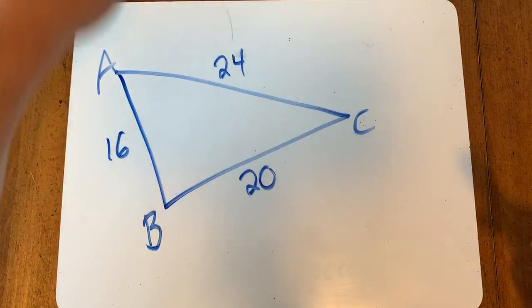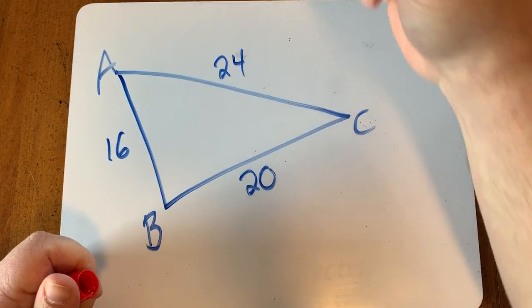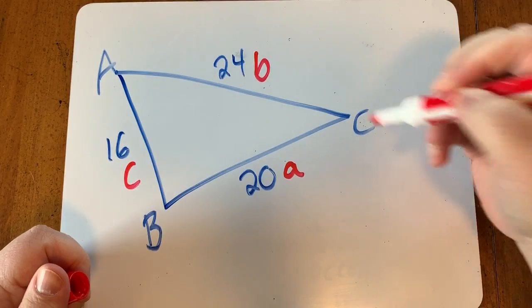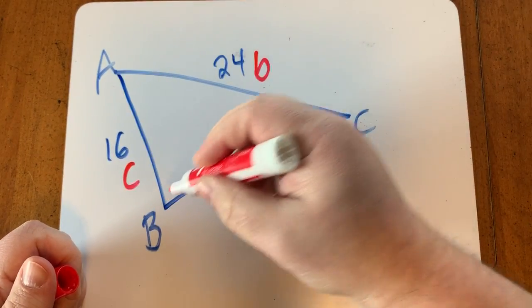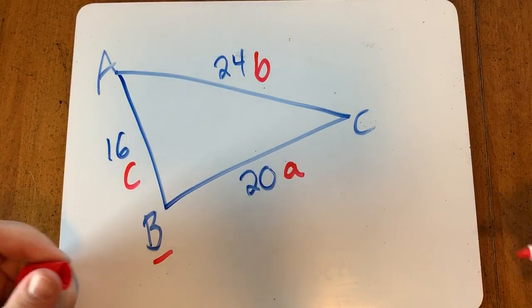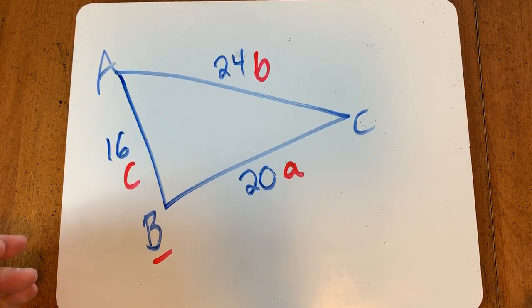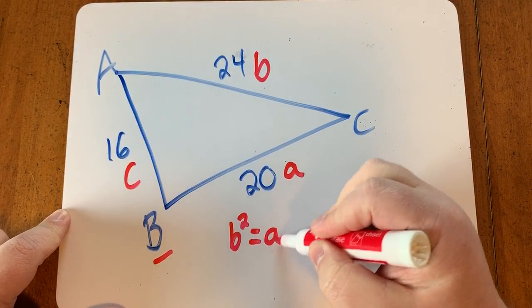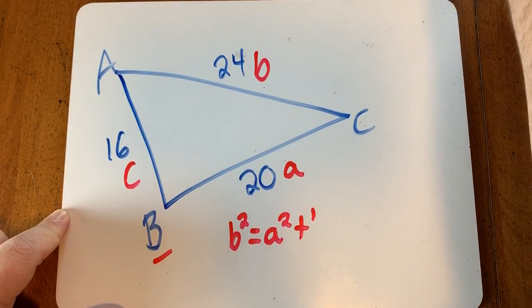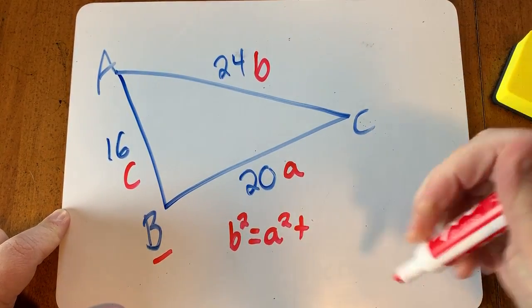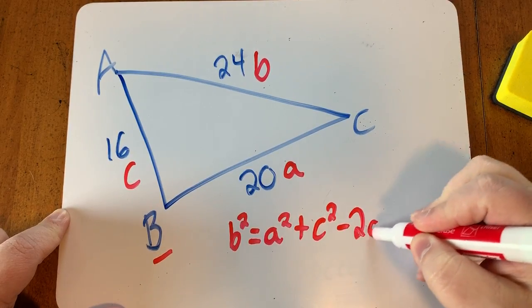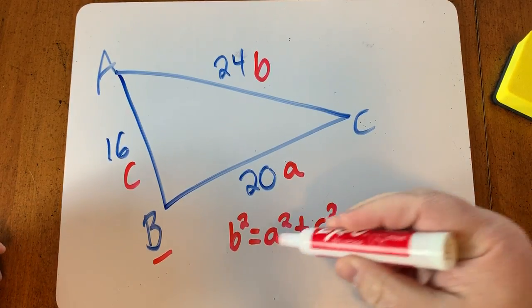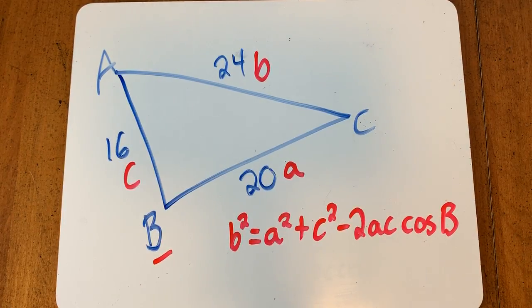So to avoid that, when you're using the law of cosines, if I can, I always find the biggest angle first. So if we look at this triangle, we have side lengths of A, B, and C. The biggest one is B, so that means angle B is going to be the biggest angle. So what I'm going to do is use the one: B squared equals A squared plus C squared minus 2AC cosine of B. So we'll use this equation and we'll try and solve it.